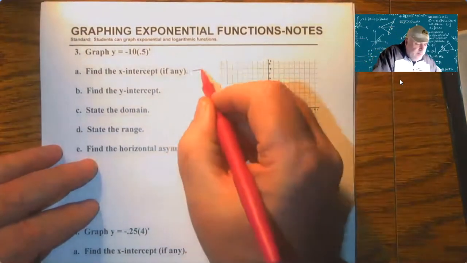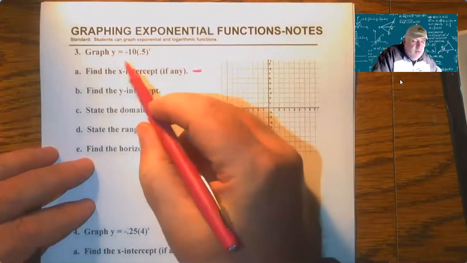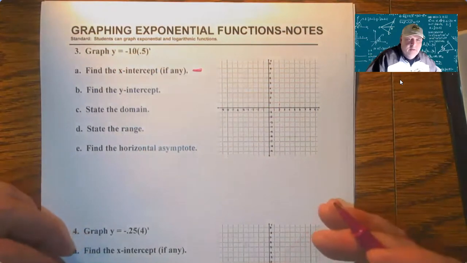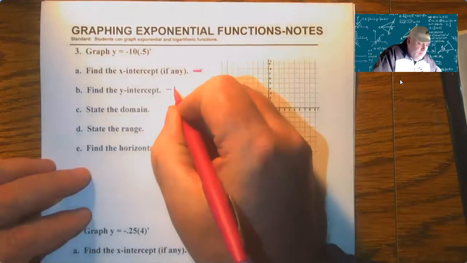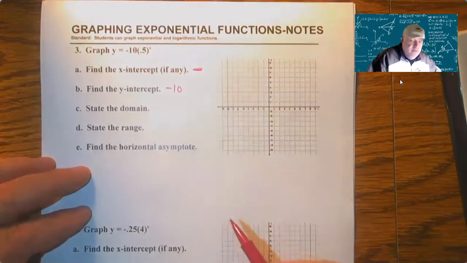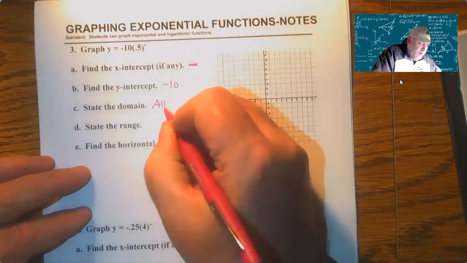Okay, so find the x-intercept. There will not be one, for the same reasons I said before. When you let y be 0 and you divide by -10, you still get 0, and that won't work. Let x be 0, so 0.5 to the 0 is 1. 1 times -10 is -10. The domain is all reals.